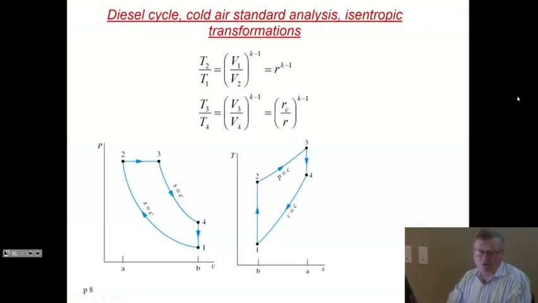If you do your cold air standard analysis, so this is the analysis where CP and CV are temperature independent, and you can do everything with the CP to CV ratio K, then you get these formulas for the cold air standard. T2 over T1 is R to the K minus 1, which is exactly the same thing as for Otto, because this isentropic compression is the same. But 3 to 4, T3 to T4, is not just R to the power K minus 1, it's RC over R to the power K minus 1. And you're ready to solve all problems with diesels.